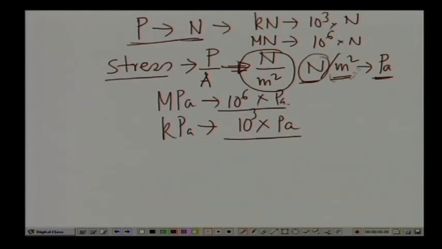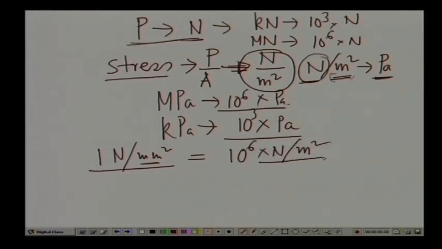Now, instead of defining area in terms of meter, many times we define it in terms of millimeter. So, if we have the stress as 1 Newton per millimeter square, then if I convert this millimeter into meter, it is 10 to the power 6 Newton per meter square, and as we have seen, Newton per meter square is 1 Pascal. So, this is 10 to the power 6 Pascal.